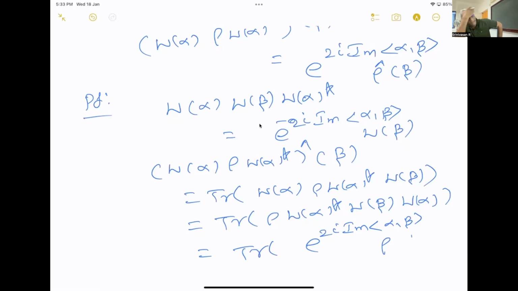So when you conjugate with W of alpha, you get this. So now we get the first example of Gaussian states. When you conjugate with Weyl operators, you get this number and then rho hat of this. So let's first take the first example.